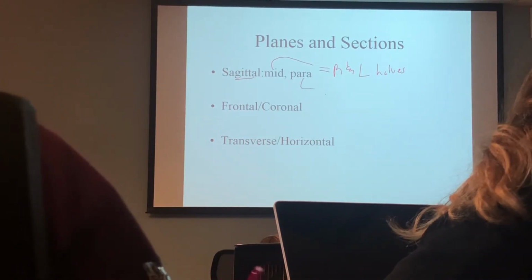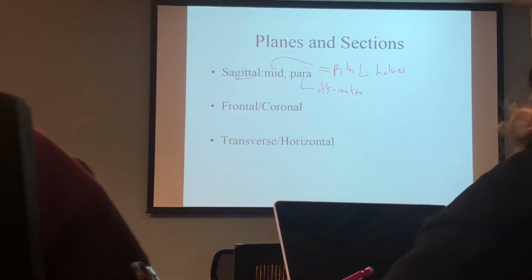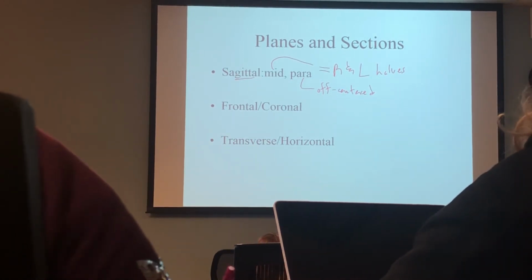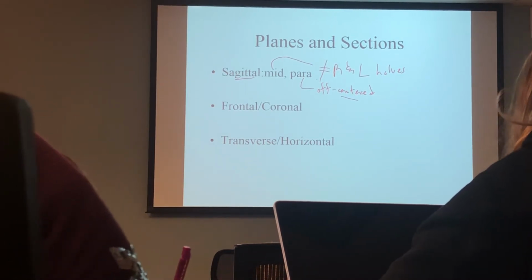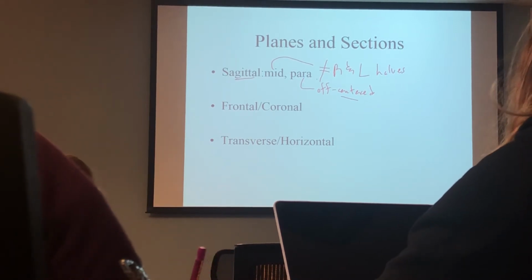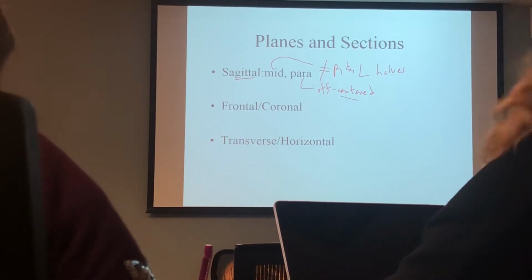Now, parasagittal, this is obviously of what? Off center, okay. So by being off center, still in that sagittal plane, it is going to be what? Unequal right and left halves, okay? So if it's mid-sagittal, dead back in the center, it's going to give you equal right and left halves. If it's parasagittal, it's off center, okay?